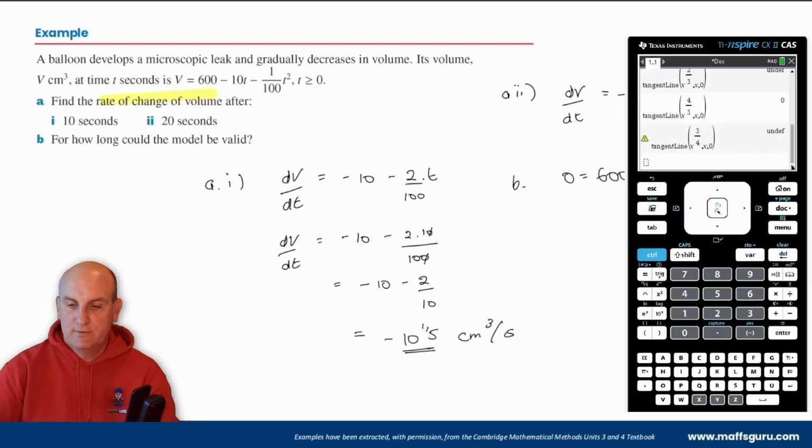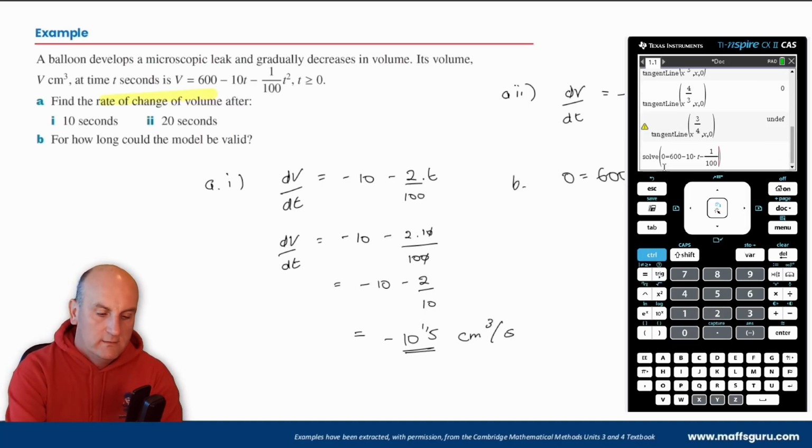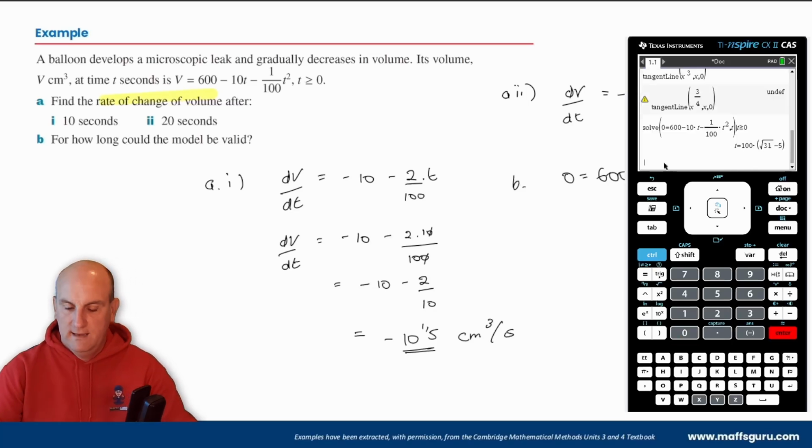So if I ring my CAS up, what I'm now going to do is solve 0 equals 600 minus 10 times t. I always put the times in, by the way, minus 1 on 100 times t squared, comma t, and I'm going to put pipe t is greater than or equal to 0. There we go.